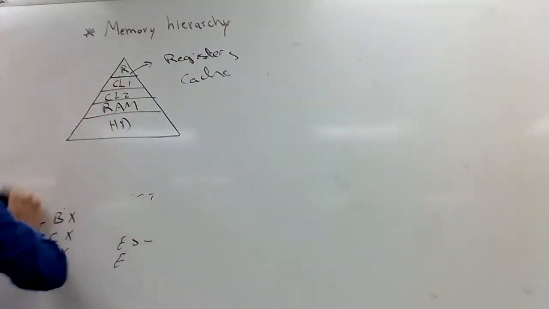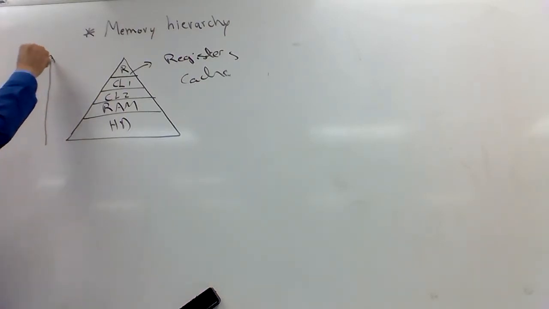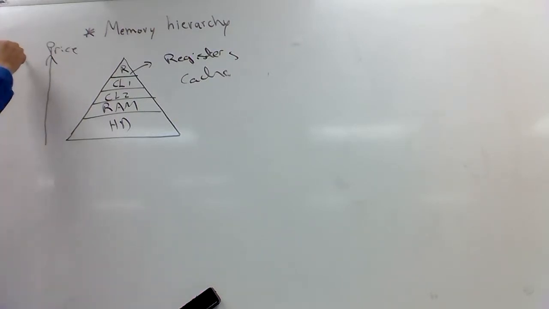Why don't we have more than 16 registers? Why don't I have 100 registers? If they're the fastest memory, why don't I have 100 registers? Remember, registers are expensive, and here's how price goes. Price goes this way. Registers are so expensive. Then cache, then RAM. Size goes this way. Registers are small, cache is small, size grows that way, and this is speed.